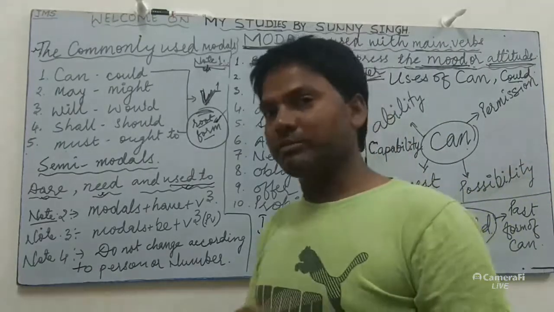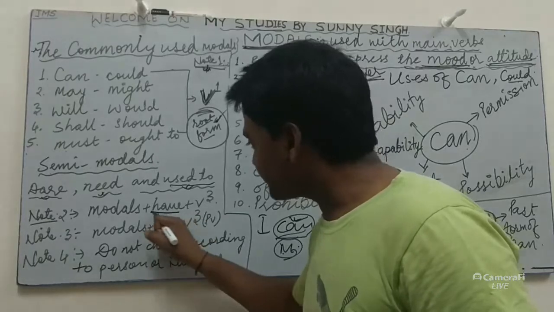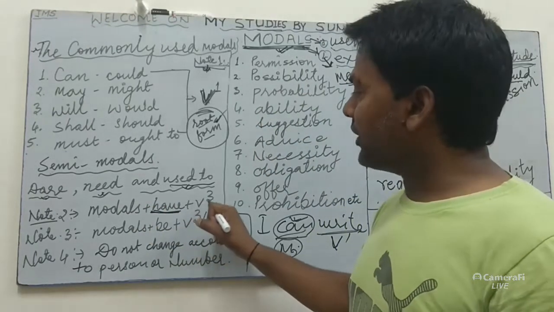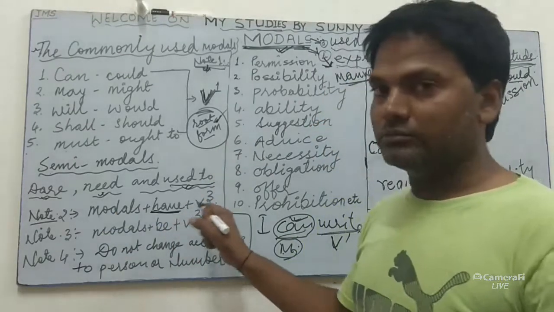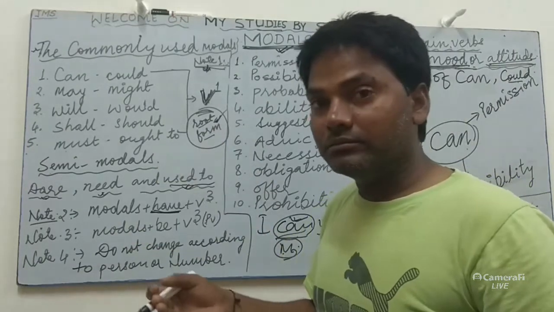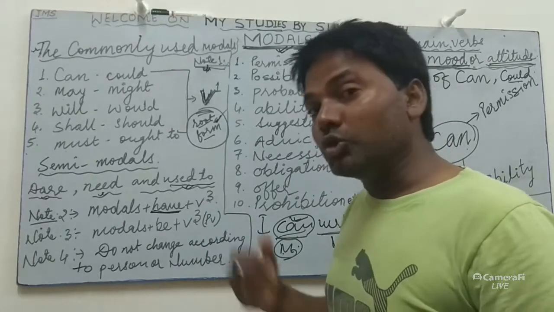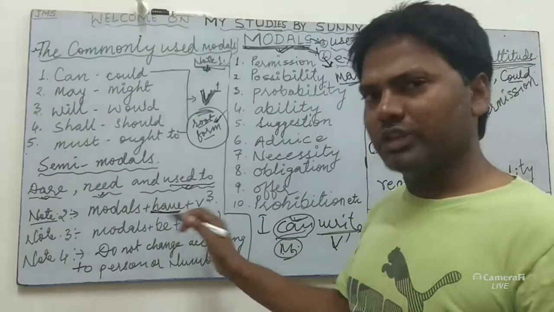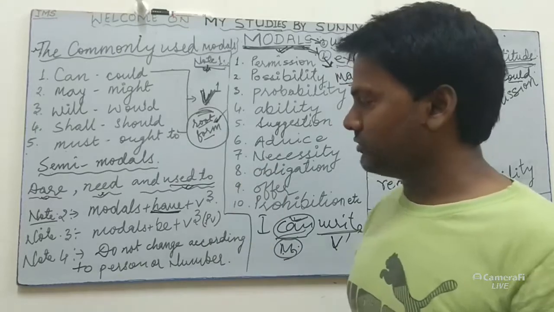Second thing which you have to remember: if there is have after a modal, then we use the third form, like modal plus have. Let's see how. I can have done this. So I can have, could have, I might have, with all of them you can use have. And then if there is have after a modal, then the third form will come.